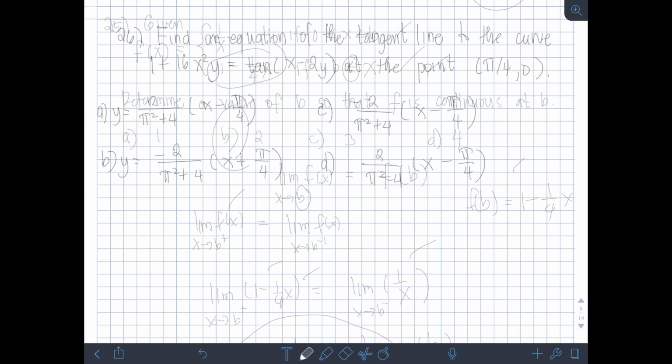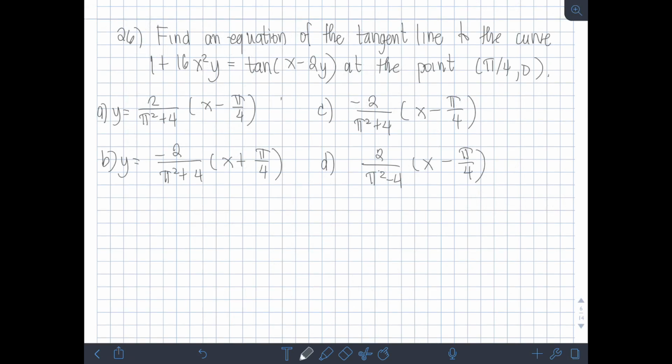Okay? Next, we have find an equation of the tangent line to the curve 1 plus 16x squared y equals tan x minus 2y at the point pi over 4, 0. Okay, so gamitin natin dito yung differential calculus. So, hanapin muna natin yung y prime dito. So, since hindi tayo nakasolve for y explicitly, implicit differentiation yung gawin natin.